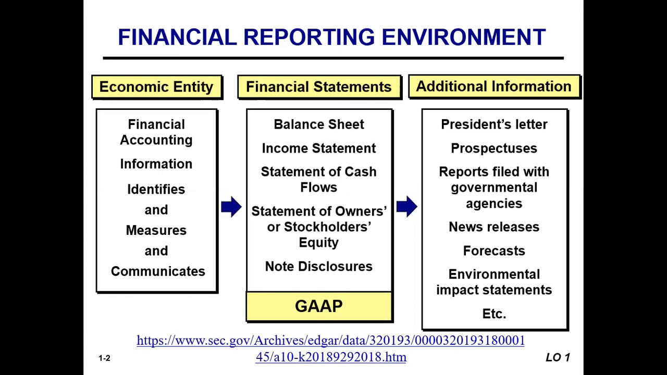And when we're talking about a corporation, we don't call it owner's equity anymore, we call it stockholders' equity, right? And then some of the additional information that we'll look at includes the president's letter of a corporation, the prospectuses, reports filed with governmental agencies like the Securities and Exchange Commission, news releases, forecasts, and environmental impact statements. Those are all additional pieces of information that we find generally in the annual 10K report.